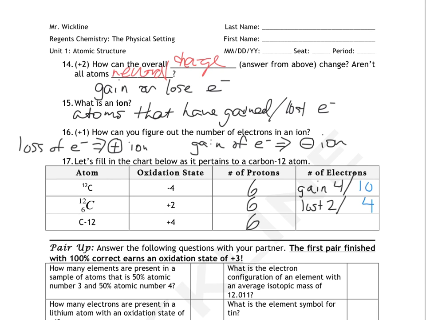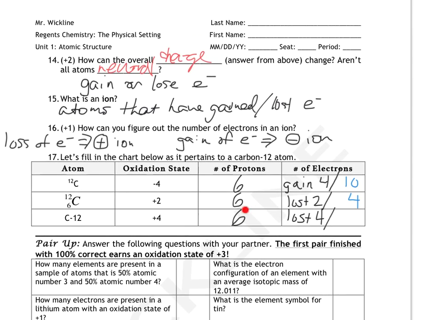In the last example, it's going to be a +4, and positive means that you lost electrons, and 4 means that you lost 4 electrons, so I'll write that in. That might be the whole answer, but if they want to know the total number of electrons that it has after losing 4, then just consider the original number, which was 6, and subtract 4 from it, and you'll get 2.